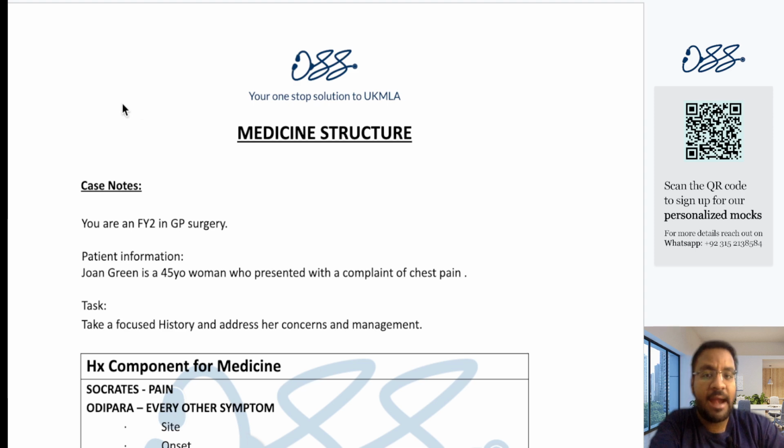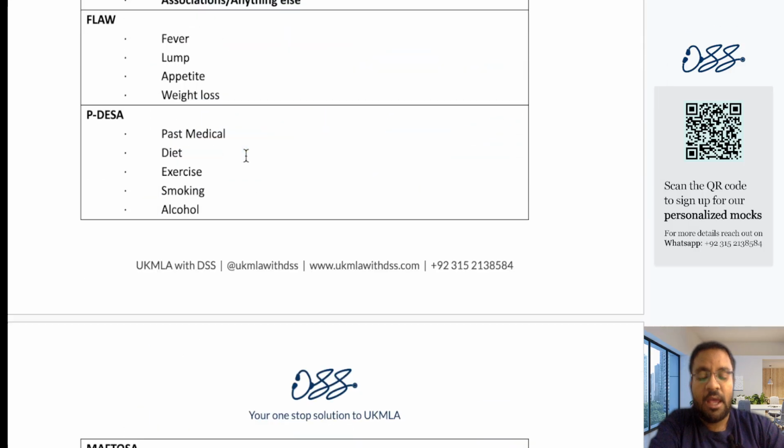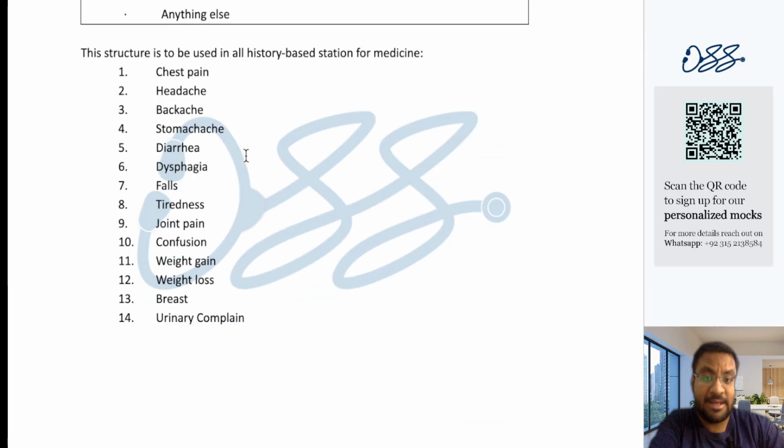Before I begin the medicine history taking structure, let me share with you a list of the symptoms in which you would be able to apply this particular approach. You can name any medical symptom. It can be chest pain, headache, backache, stomach ache, neurological complaints like falls and confusion, complaints related to the urinary tract system or the breast, or generalized systemic complaints like weight gain and weight loss.